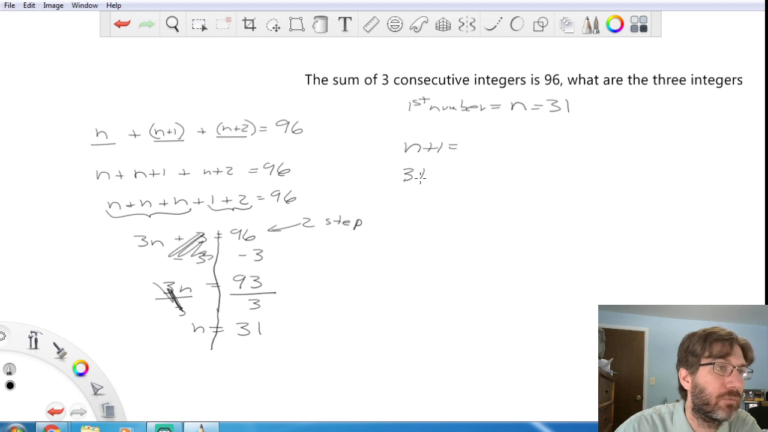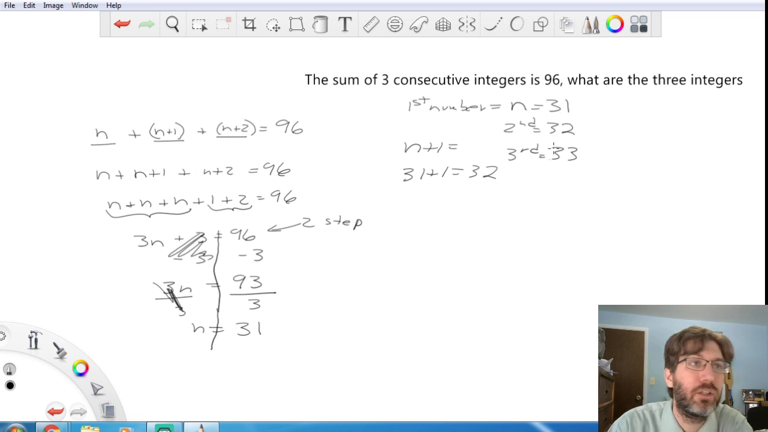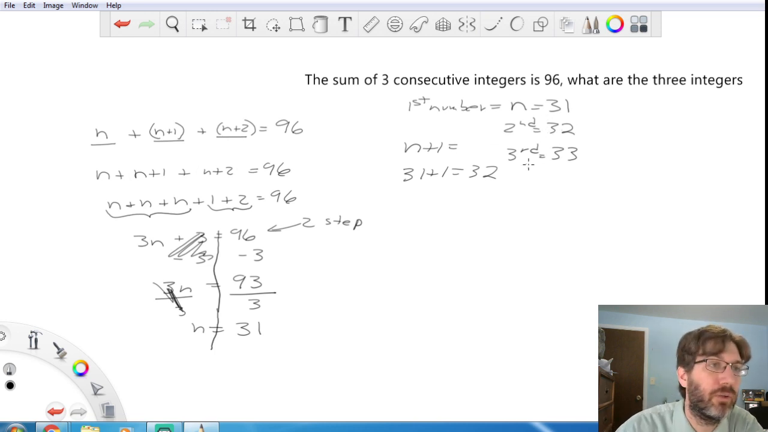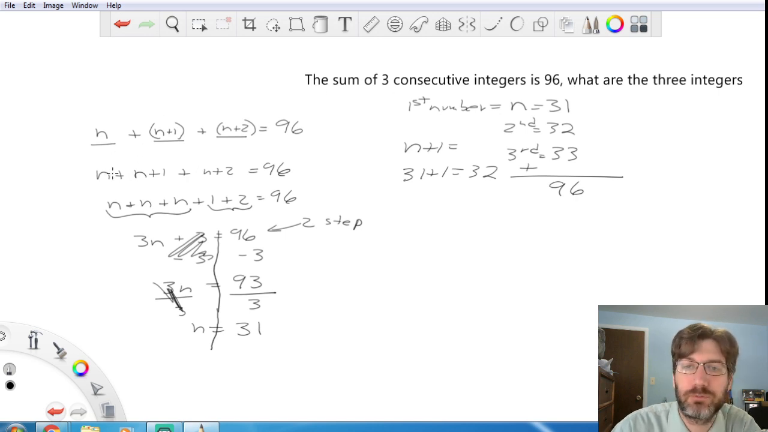So 31 plus 1 equals 32. So first number is 31, second number is 32. And again, third number is going to be 33 because they have to be consecutive. And you can go ahead and check that out as well. If you added all these up, you get 3 plus 2 plus 1 gives you 6, and 3 plus 3 plus 3 gives you 9. So there you go. You were able to solve this problem here, a consecutive integer problem, by using some algebra.